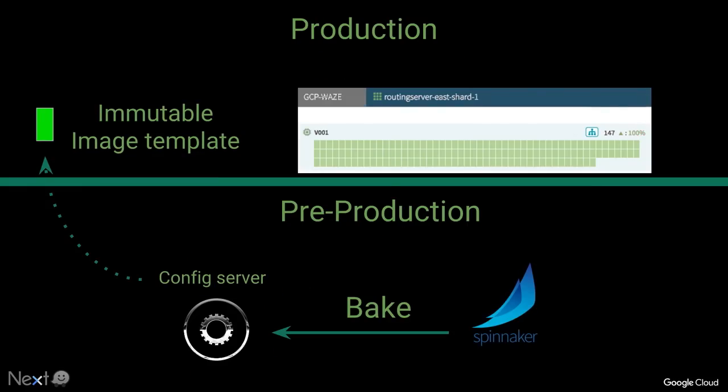Baking eliminates the external dependencies such as this configuration server, improving the stability of the system, not to mention faster boot times. So you wake up in the morning and run off to work to start baking immutable images.